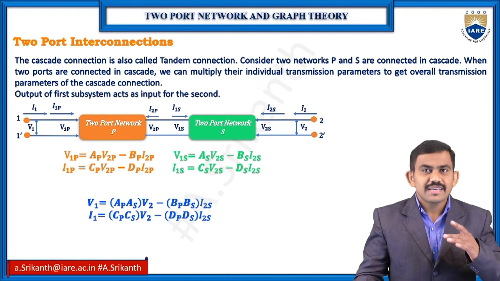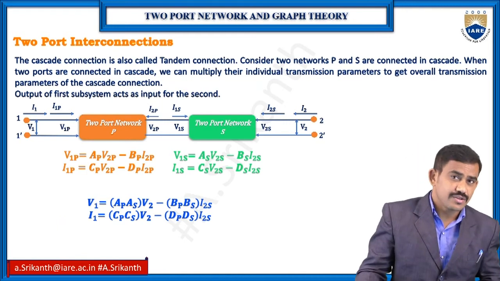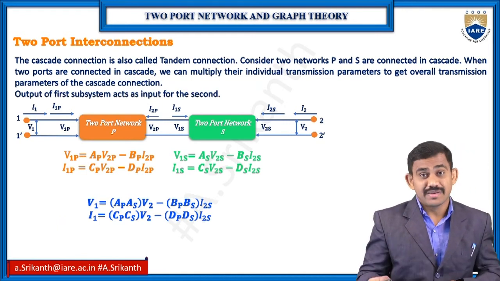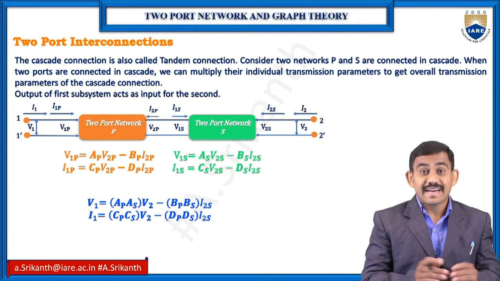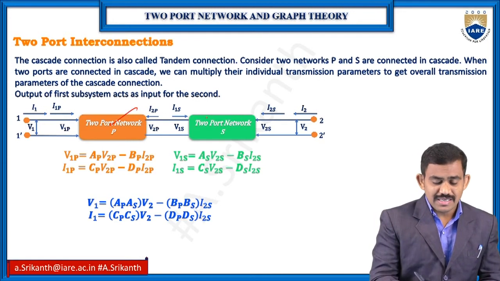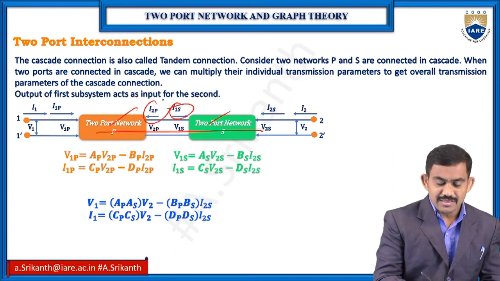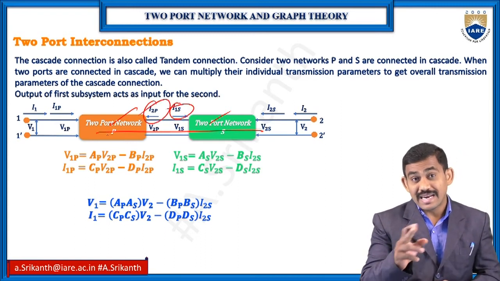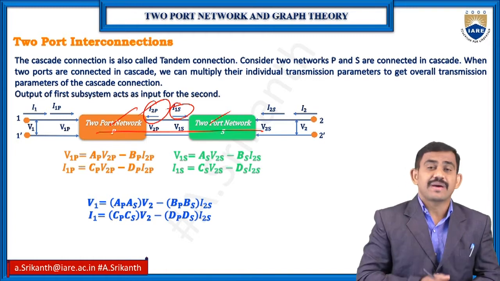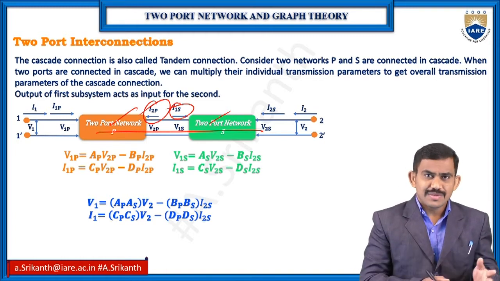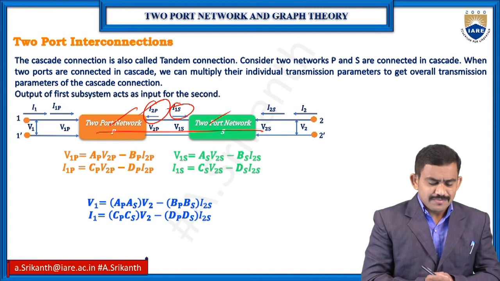Then when both are connected in one line, which parameter do I need to use? One line means transmission line parameters. Both are connected in a line, so we need to go for the transmission line parameters. If you observe the current directions, both are reversed. When the current directions are reversed, we need to go for the ABCD parameters. So transmission line parameters means ABCD parameters.